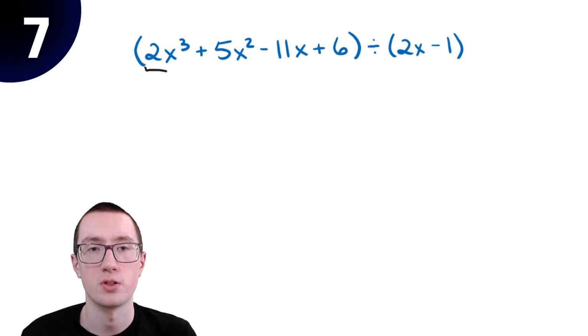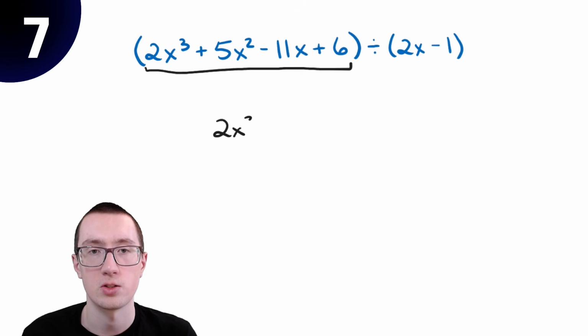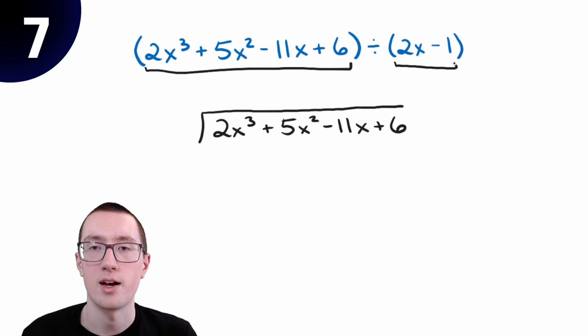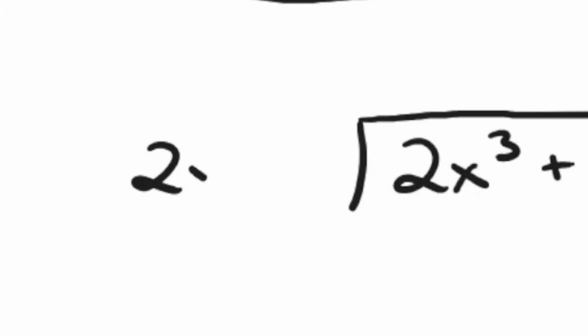So the first part of our division problem, the big part, is what we're going to put inside of our little box. So we're going to write 2x to the third plus 5x squared minus 11x plus 6. And we're going to put this inside our little division box, or whatever you would call this. And then the thing that we're dividing by, 2x minus 1, we're going to put on the outside.